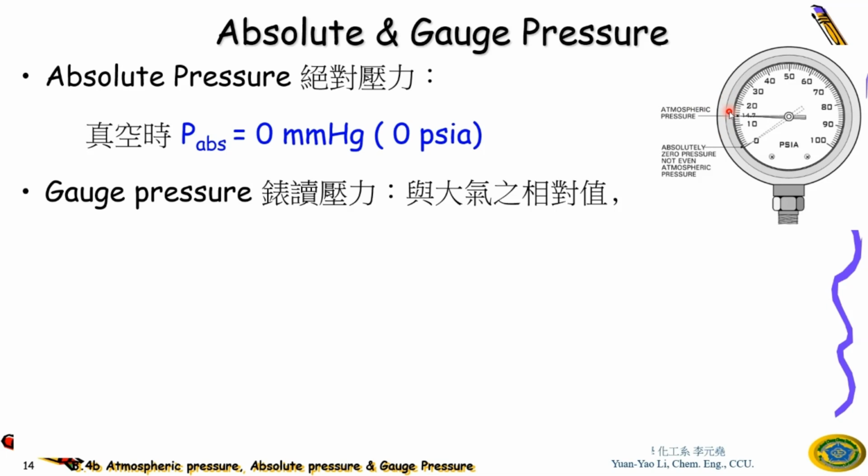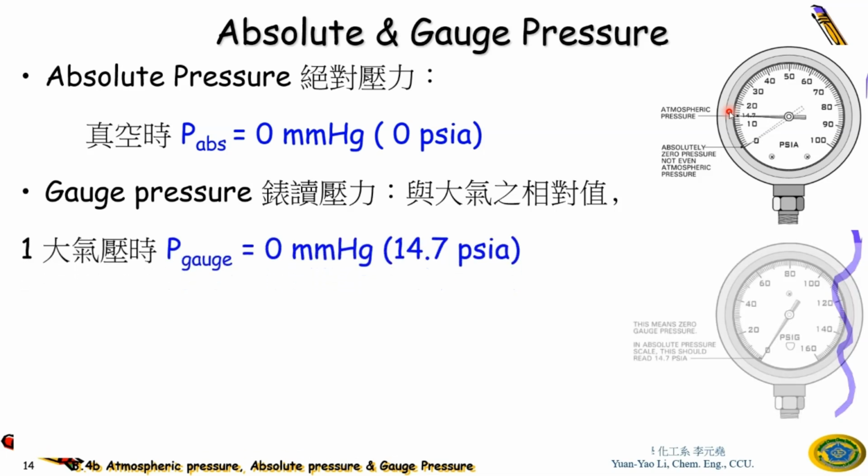Right. So how about gauge pressure? Gauge pressure is that it's not absolute. It's related to the atmospheric. What does that mean? So if the gauge pressure goes to 1 atm, the indicator of gauge pressure goes to what? 0 millimeter mercury.